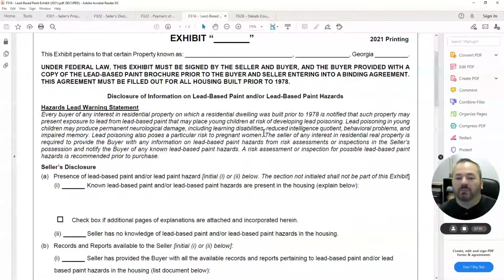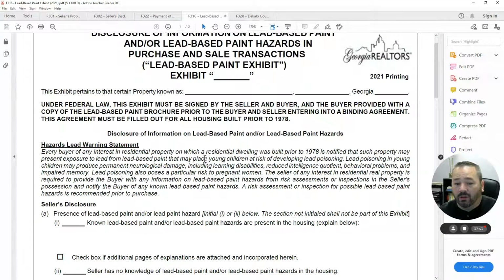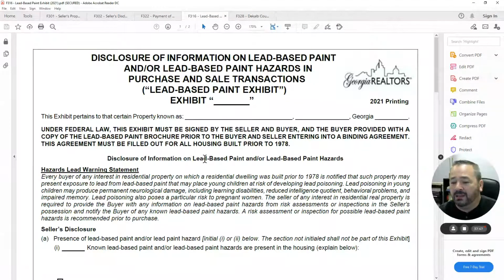And one thing that's really important about this is who signs it first. A lot of other agents at other brokerages don't understand this, don't understand how important it is. So I really want to create some clarity around this. Number one, federal law says you cannot have a binding contract without this form. You have to have a lead-based paint disclosure if the property was built before 1978 or has fixtures that were built before 1978. You can't have a binding contract without this.